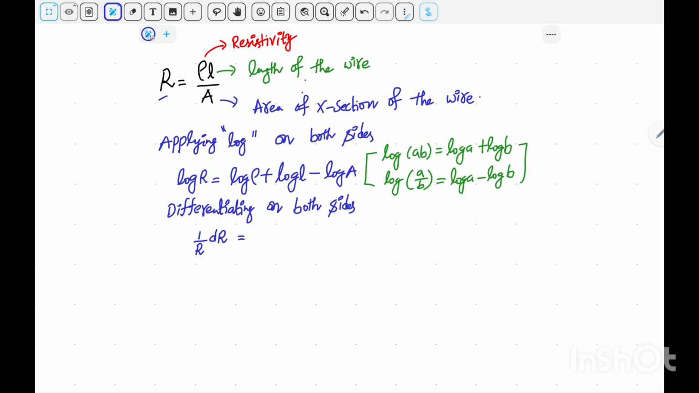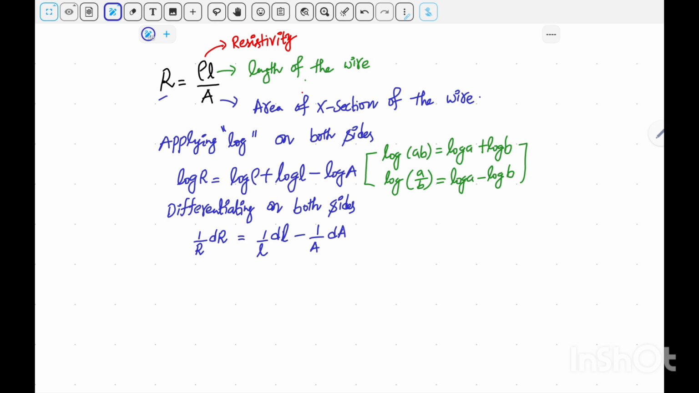It is equal to, here rho is a resistivity which depends upon the nature of the material and temperature. It has nothing to do with the length of the wire and area of cross section of the wire. Therefore, if you differentiate log rho, you will get 0. Next, going for the second term, which is log L, the differentiation of log L is 1 by L dL minus the differentiation of log A, which is 1 by A dA.